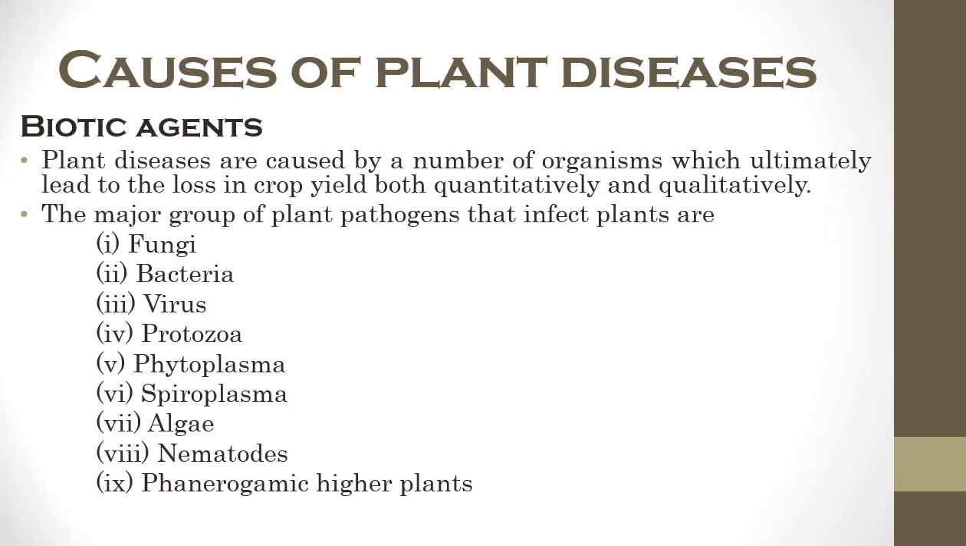Coming to the causes of plant diseases, plant diseases are mainly caused by two types of agents, that is biotic agents and abiotic agents. Biotic means life. What are the living things that can cause diseases? The first one is fungi, second is bacteria, then virus, protozoa, phytoplasma, spiroplasma, algae, nematodes, and phanerogamic plant parasites. These are all the biotic agents which cause diseases in plants.